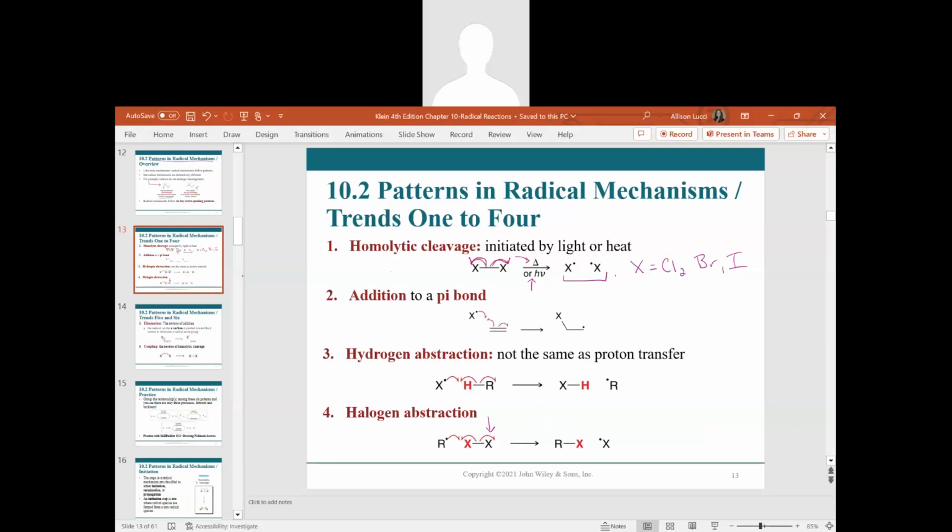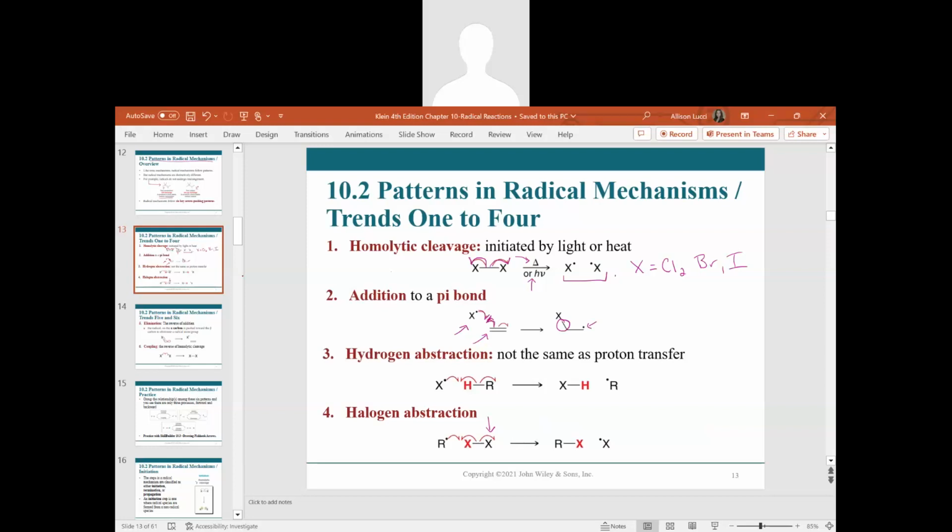The second pattern that we'll take a look at is addition to a pi bond. This is where we have a radical species here, our X radical. What happens is the pi bond here, one of the electrons there moves out to form a bond over here. The electron from our radical joins up, and we see this bond form over here. At the same time, the other electron in the pi bond moves over here to form this new radical site.